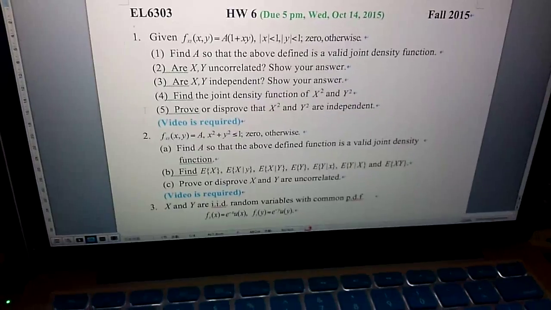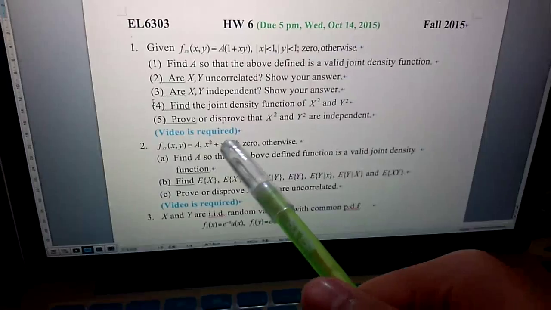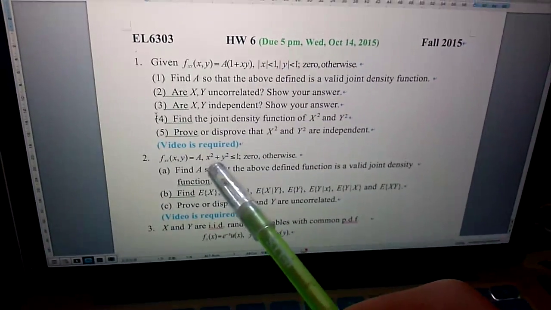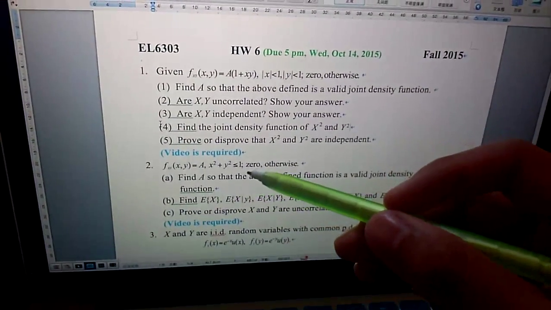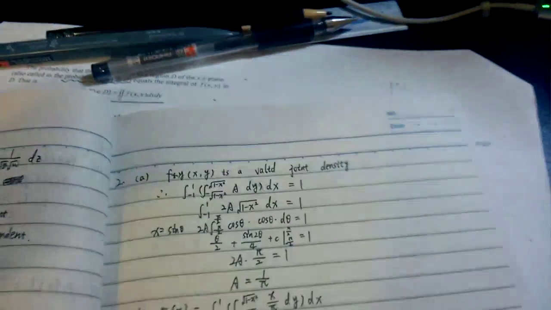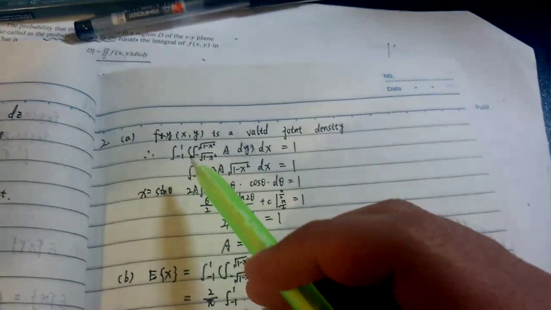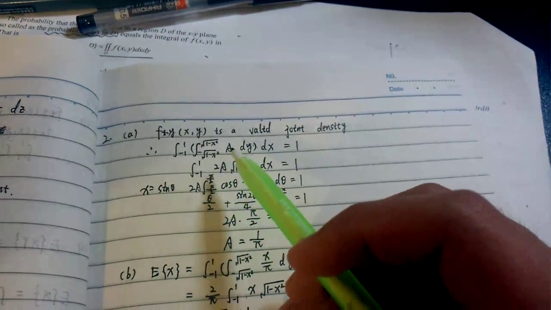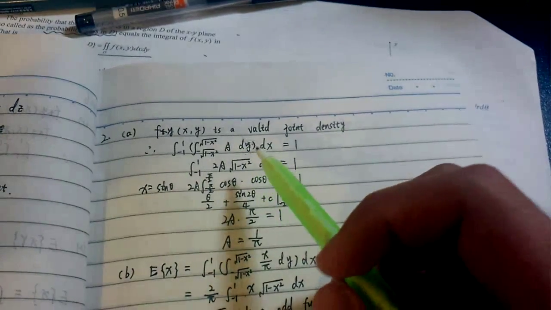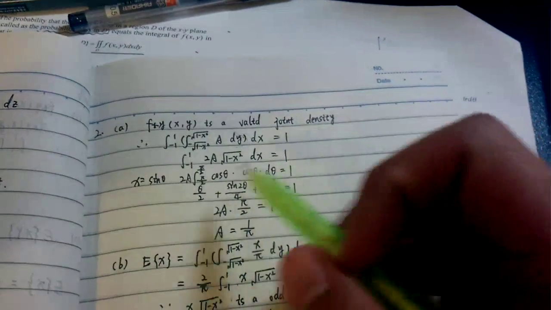So let's look at question 2. Question 2 is given f(x,y), and X and Y are given by this equation. So find a in the first part. As we know, f(x,y) is a valid joint density, that is the double integral of f(x,y) dx dy is equal to 1. That is this equation. So we just calculate this equation.